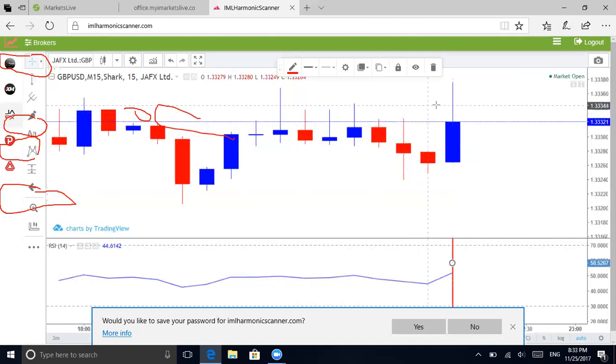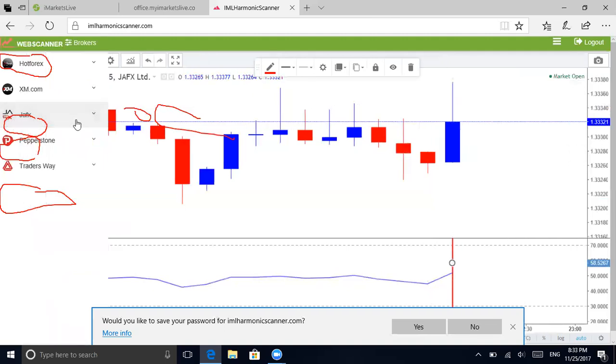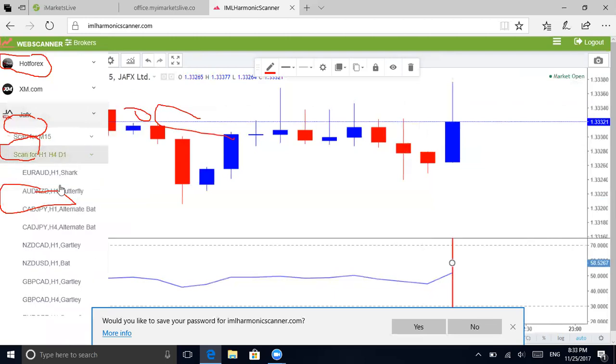So the Harmonic scanner is what you really need to be looking into. Once you're done with those videos, each time you log in, you go to your broker on the right, JFX, you click on that, and it brings out potential trades. I don't look at 15 minutes. 15 is kind of if you want to get in and get out. But if you want to make really good money, you should be looking at 1 hour or 4 hour charts.